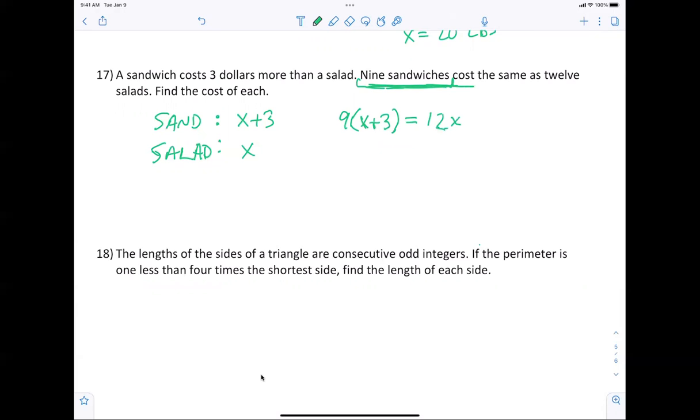All right, way to solve that. Distribute for me. 9x plus 27 equals 12x, and then 27 equals 3x. Yes, you're right. X equals 9. So it says, find the cost of each. I mean, salad's gonna be $9, and sandwich will be 9 plus 3, so it's $12. $12 for a sandwich.